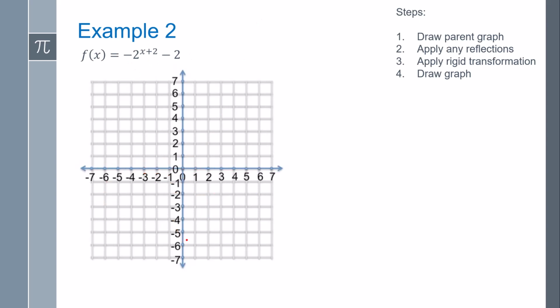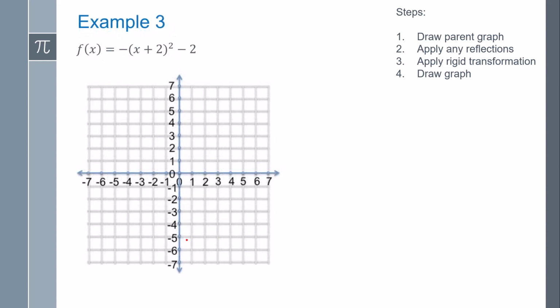Let's look at one more. So I have negative x plus 2 squared minus 2. So my parent graph, that's quadratic. There's a reflection over the x. There's a horizontal shift of negative 2, and then there's a vertical shift of negative 2. So drawing in my parent graph.